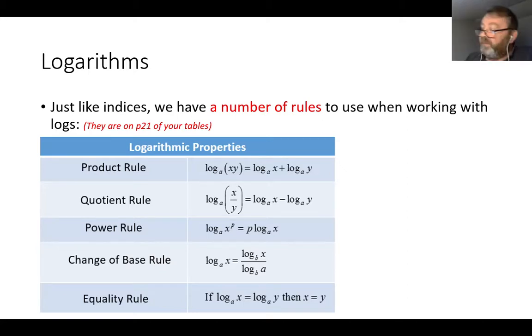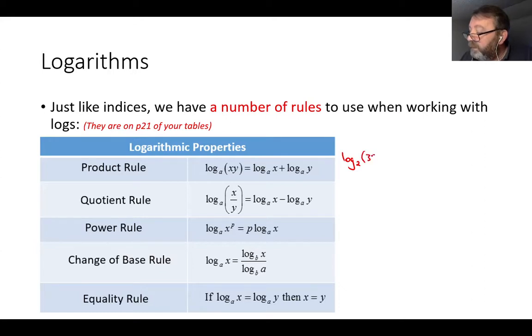So take the first one. If you're getting the log of a product, because multiplication is related to addition, you may simply give the log to both parts of the sum. So what I mean by that is if you had log to the base 2, let's say, of 32.